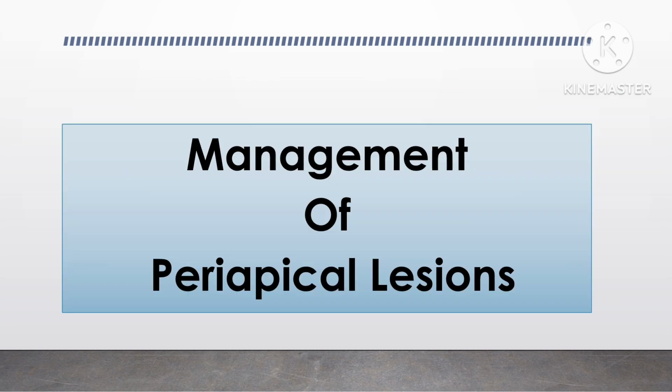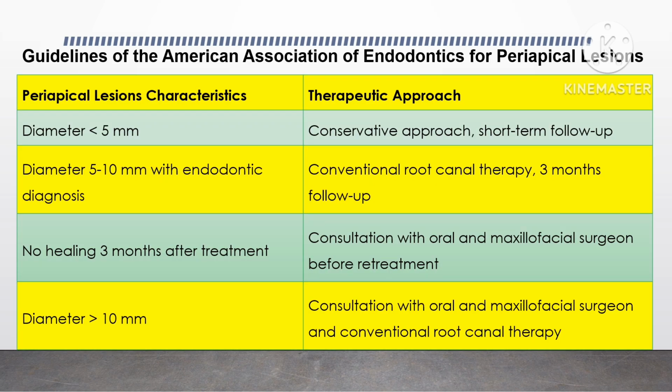The American Association of Endodontists has provided guidelines for periapical lesions based upon the size of the lesion. According to them, for small lesions which are less than 5 mm in diameter, a gentle approach is taken with close monitoring to see how they respond.